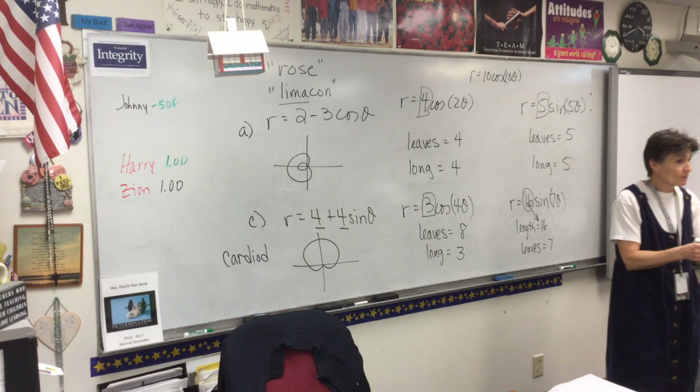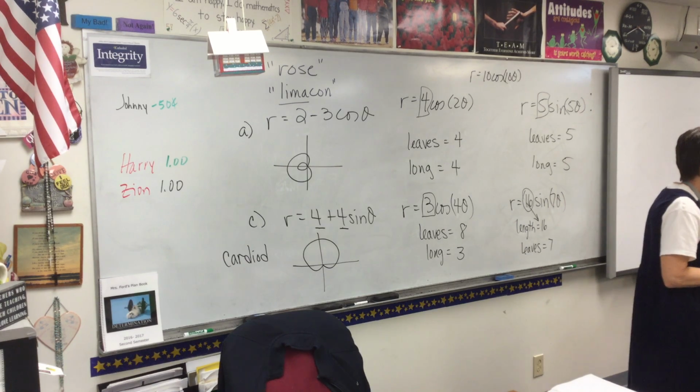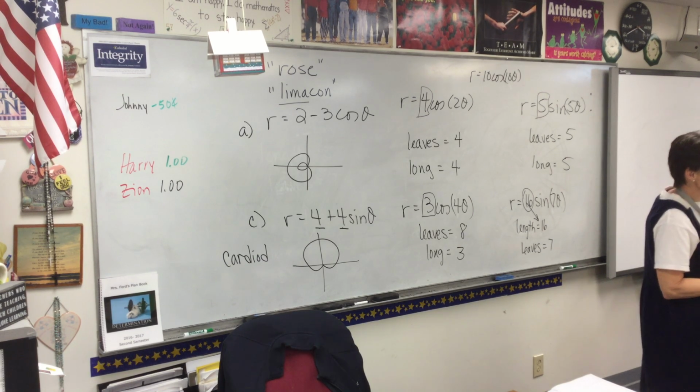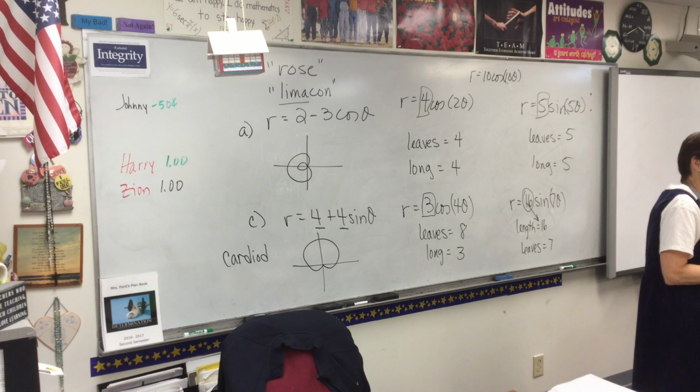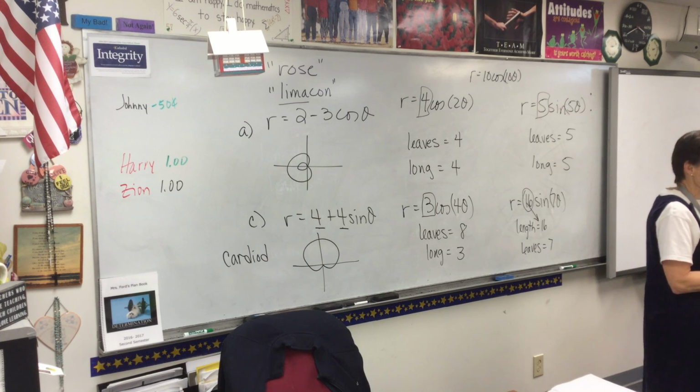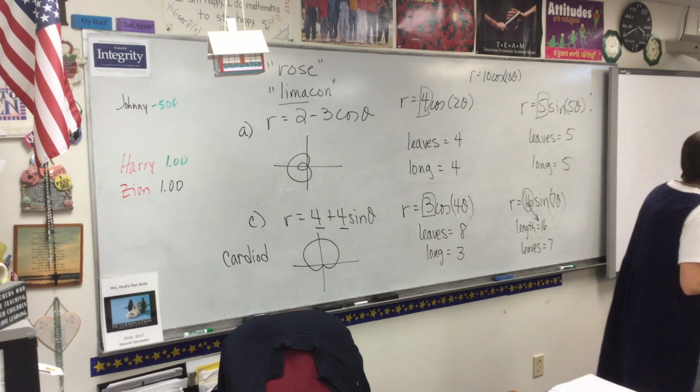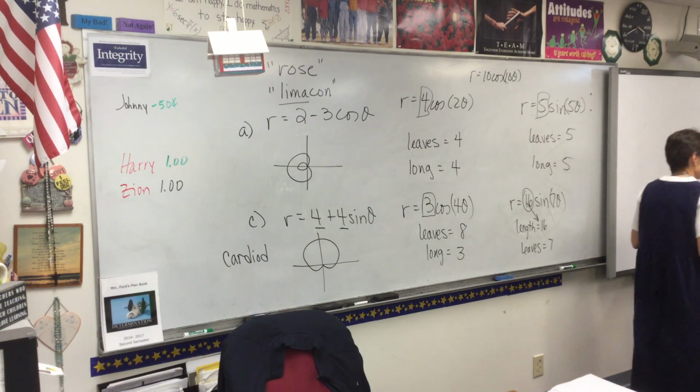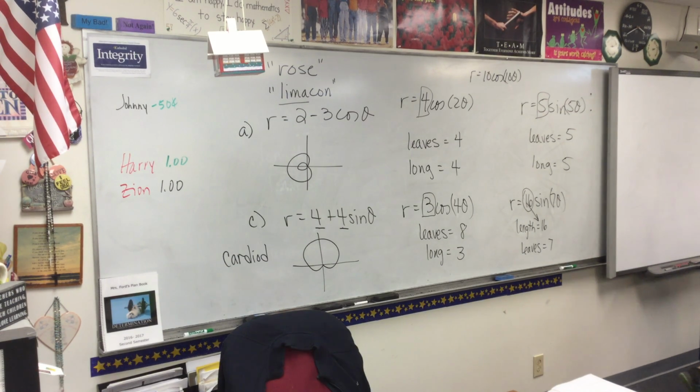Look at letter D. Is it a cardioid? Yes, because it has a 3 and a 3. And it doesn't matter if that's a minus or a plus in the problem. If those numbers match, it's a cardioid. Doesn't matter if it's a sine or a cosine. If those numbers match, it's a cardioid. Okay?